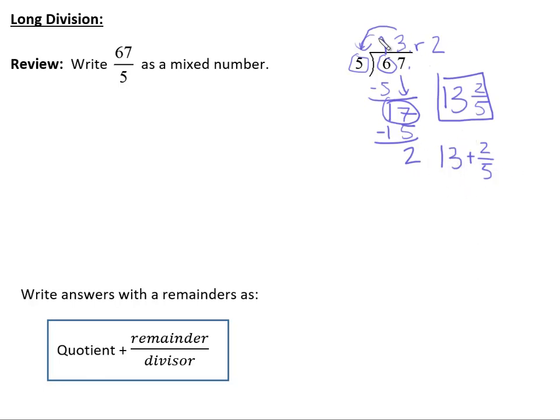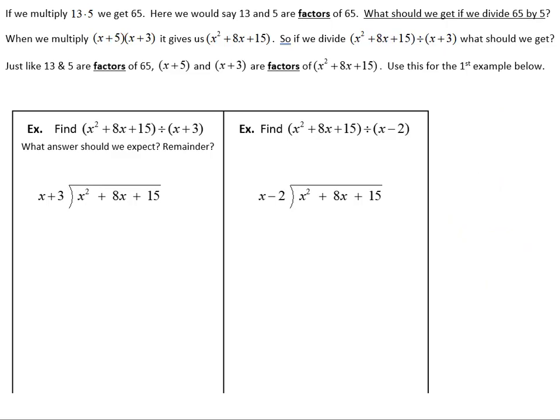13 was our answer to our division problem, so that's called the quotient. 2 was our remainder. And 5 is what we were dividing by, and that's called our divisor. So this is our quotient plus remainder over divisor. Actually, I'm going to write remainder over divisor. So this is the format that we used here. And I've written it in some words down here. Quotient plus remainder over divisor. Okay, so we're going to come back to this as we go through our first division problem.